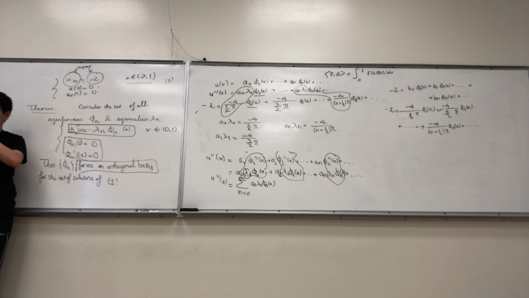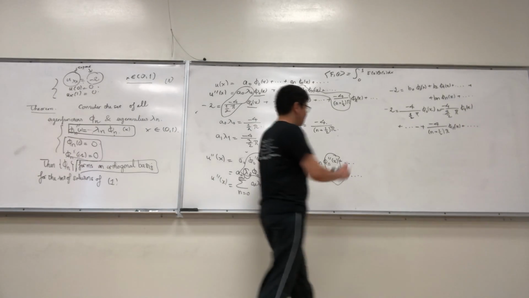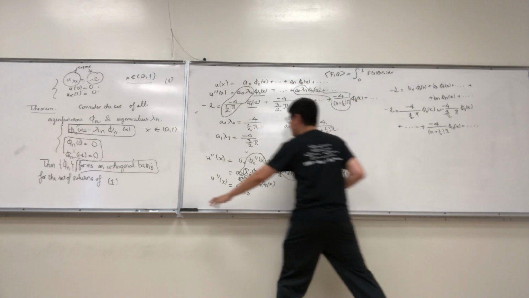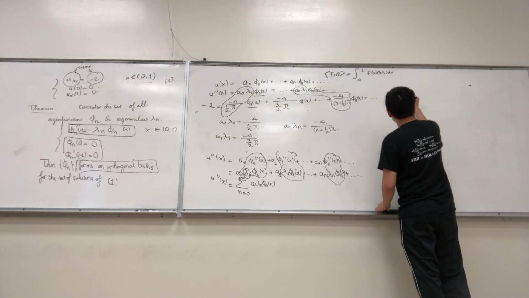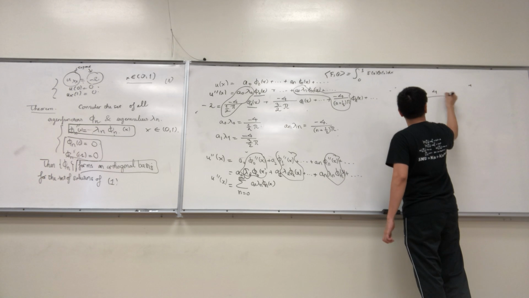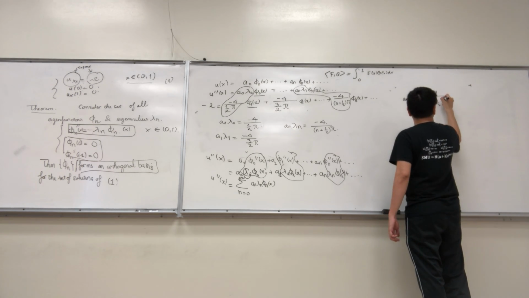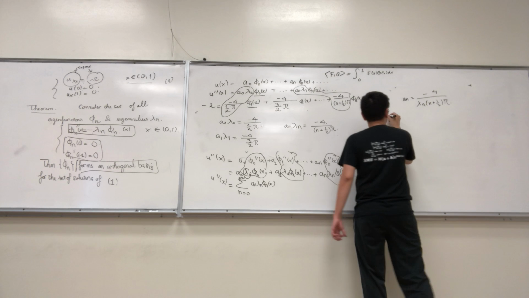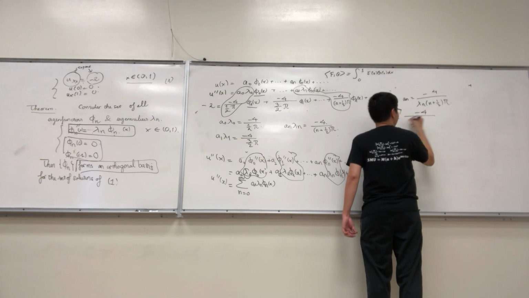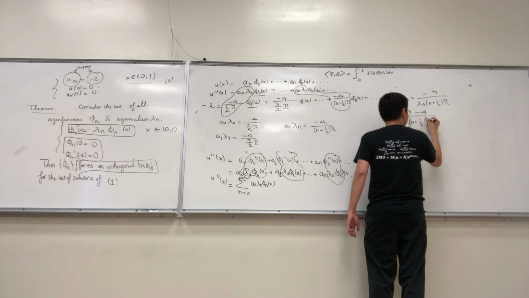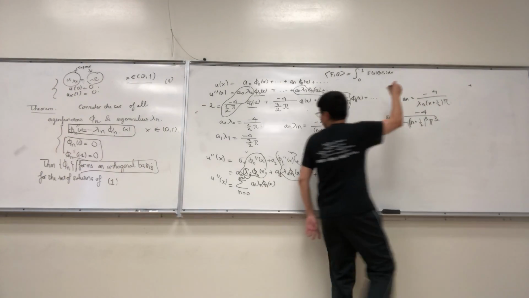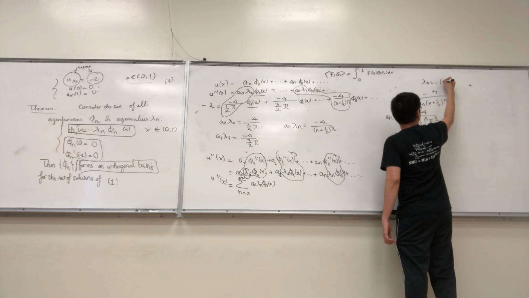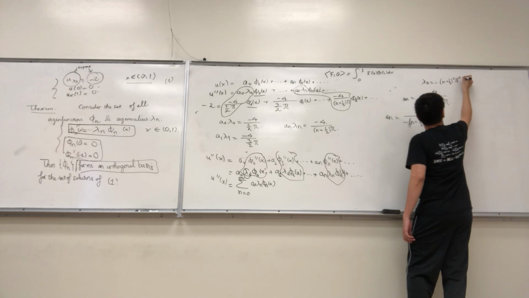So then you have a_n. So a_n will be minus 4 over lambda_n (n plus 1/2) pi. So a_n will be minus 4 over minus of (n plus 1/2) pi to the power 3, right? Because lambda_n is minus of (n plus 1/2) squared pi squared.